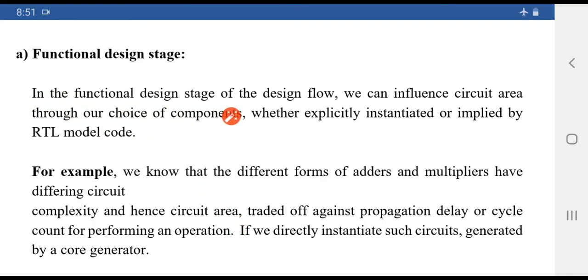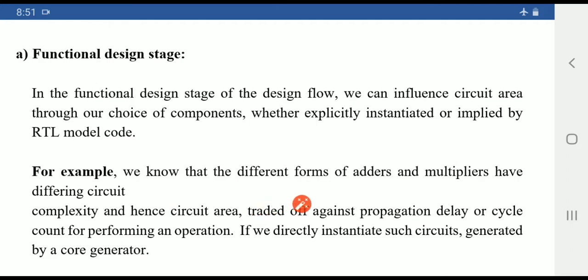In the functional design stage of the design flow, we can influence the circuit area through our choice of components, whether explicitly instantiated or implied by RTL model code. That is, the functionality of the design is implemented directly by taking the standard libraries which are available in the synthesis or RTL model codes. Thereby, we can reduce the area, and we will take one example here.